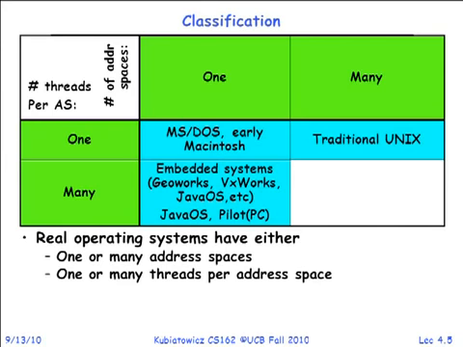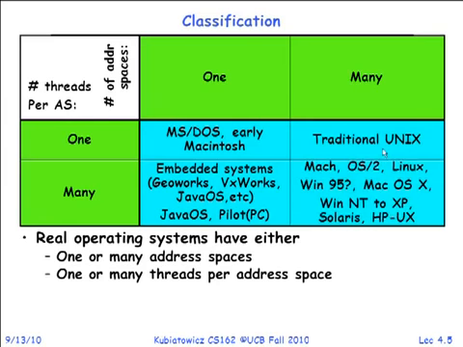Traditional Unix is, of course, over here. Here's the heavyweight process with one thread per address space, one thread per process, and many of them. And then modern systems are down in this corner with many threads and many address spaces. Any questions on that?